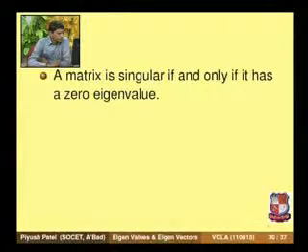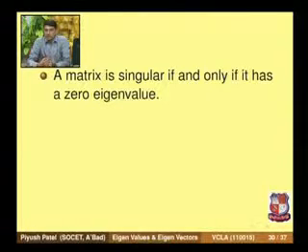Then the next property: a matrix is singular if and only if it has a 0 eigenvalue. This is also one of the important properties, which tells us that by looking at the eigenvalues you can say whether it is singular or non-singular, in other words, whether it is invertible or not invertible. So if one of the eigenvalues of your matrix is 0, then your matrix must be singular, and therefore it is a non-invertible matrix.